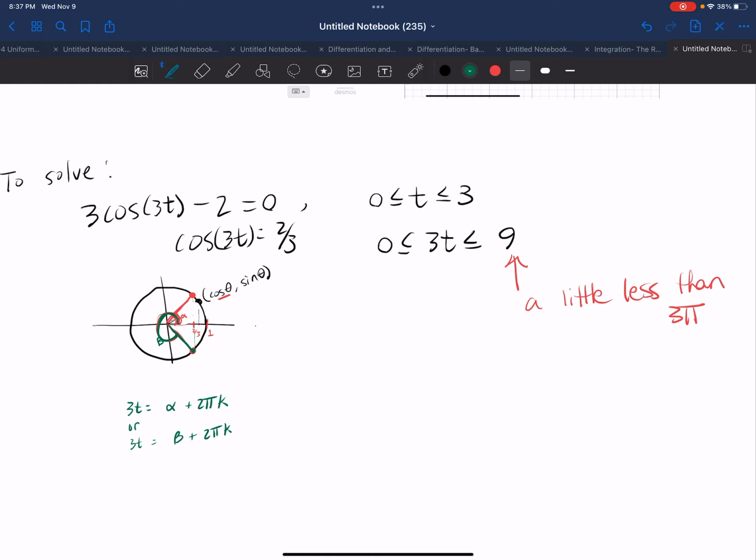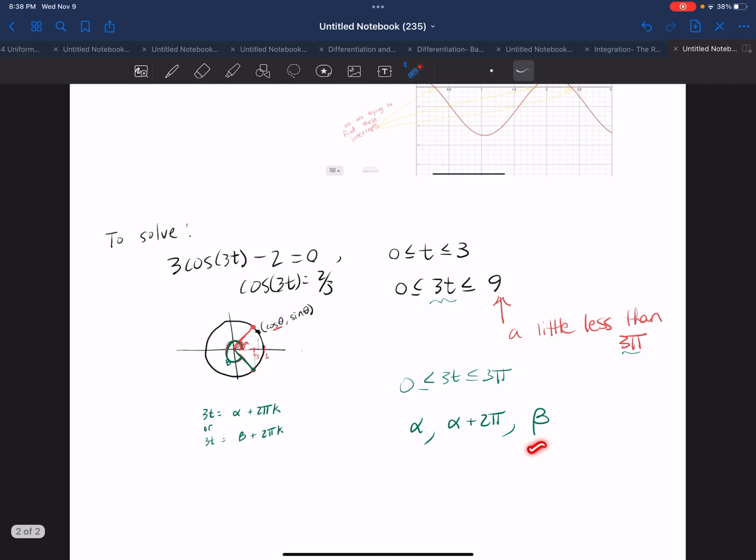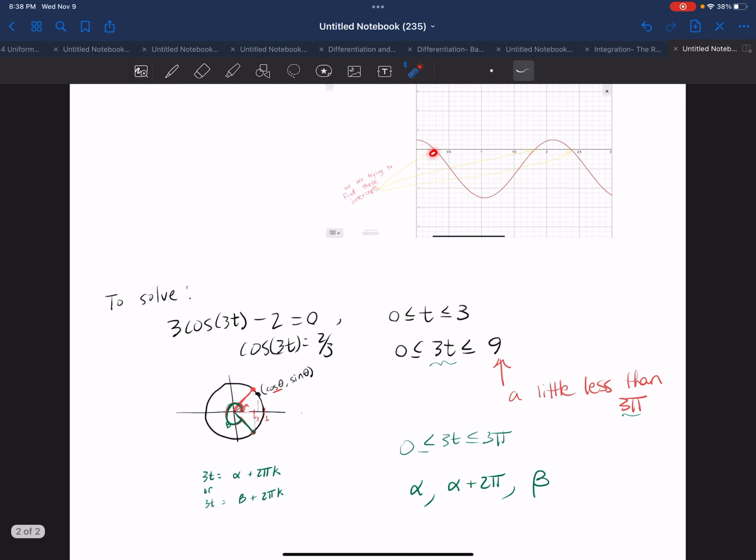So the only way I can end up with my 3t being between 0 and 3 pi is if I use alpha, then alpha plus 2 pi, and then beta, and that's it. If I try to use beta plus 2 pi, then, because this is pi, this is 2 pi, 3 pi, I'm going to be beyond 9, and I can't have that. This matches the fact that there are only 3 values, which matches our graph that said we'll only have 3 intercepts.